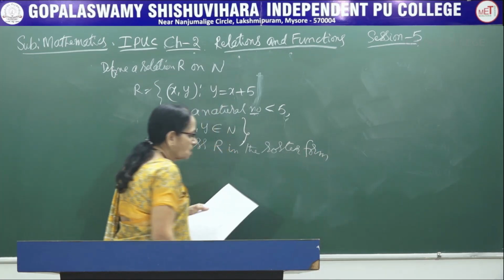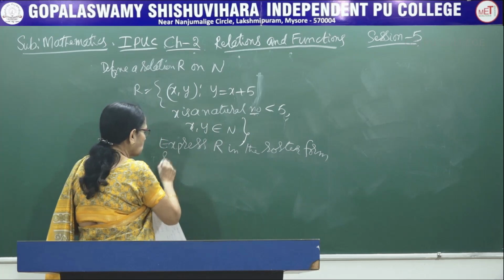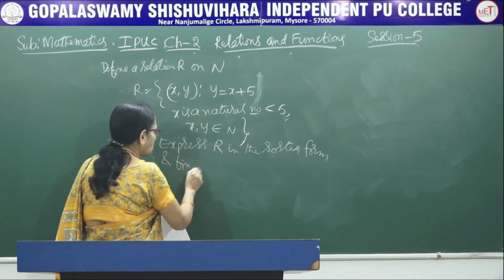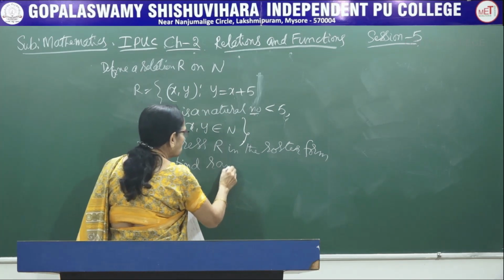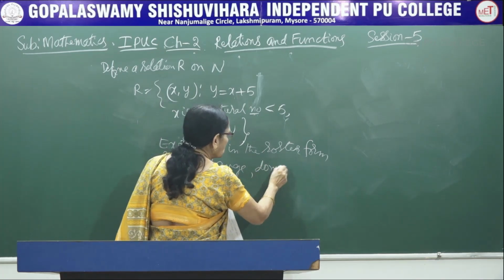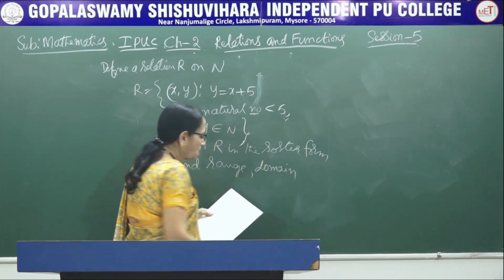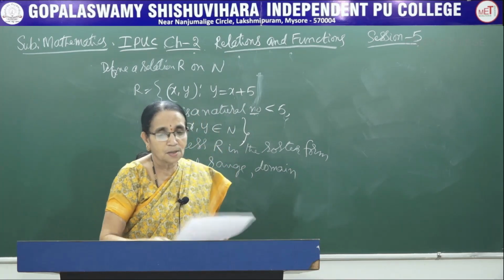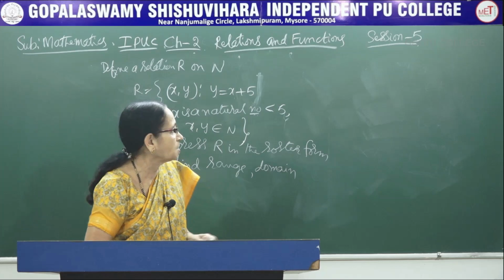Express the relation in roster form, and also find the range and the domain. So these are the things that you have to calculate.